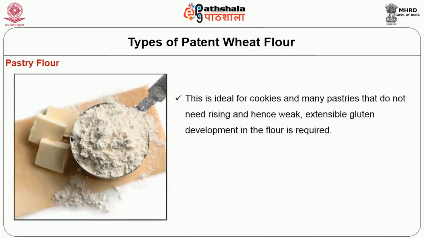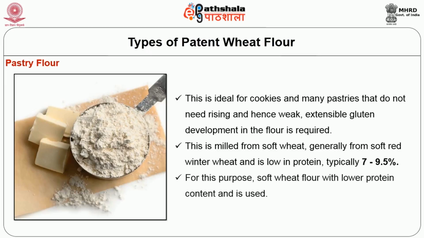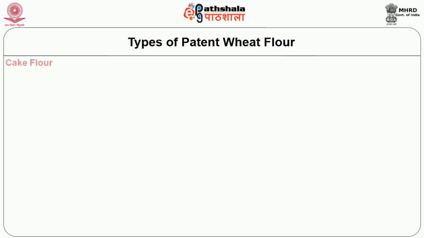Pastry flour. Pastry flour is ideal for cookies and many pastries that do not need rising and hence strong, extensible gluten development in the flour. Pastry flour is milled from soft wheat, generally from soft red winter wheat, and is low in protein, that is up to 7 to 9% protein. For this purpose, soft wheat flour with lower protein content is used.